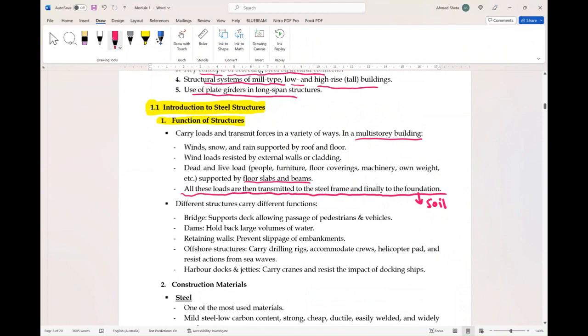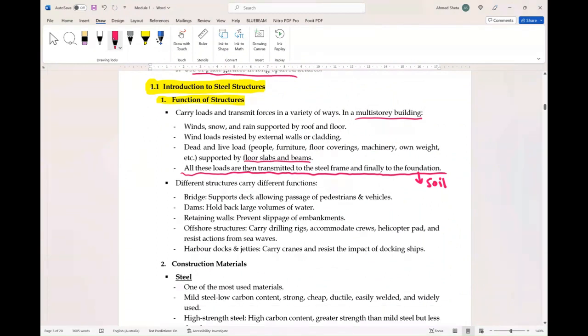We have different types of structures, like bridges. Bridges support decks allowing passage of pedestrians and vehicles. Dams hold back large volumes of water. Retaining walls prevent the slippage of embankments. Offshore structures carry drilling rigs, accommodate crews and helicopter pads, and resist action from sea waves and wind. Harbor docks and jetties carry cranes and resist the impact of docking ships.